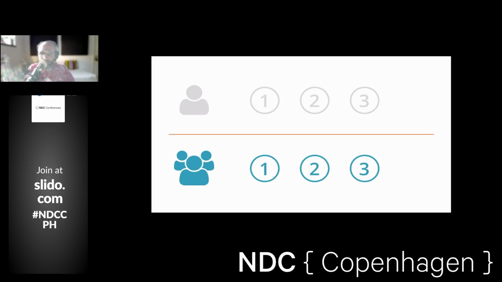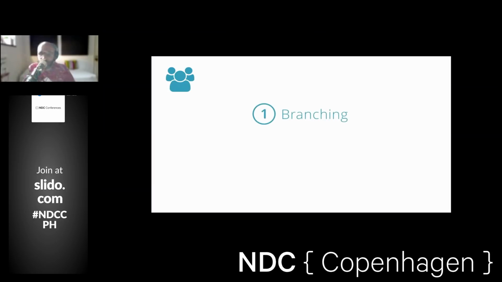So the first one is branching. Now, I'm not going to give you advice on which of the many kind of workflows you should use in your project. Git flow, GitHub flow, you name it flow. What instead I'm going to tell you is things you can think about in your team when you are deciding and when you are evaluating which kind of flow you want to use.